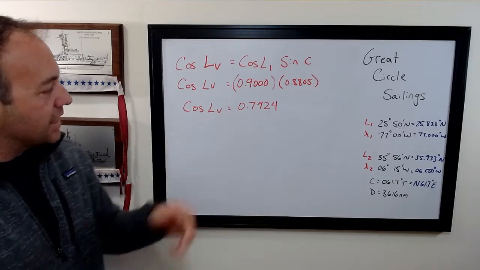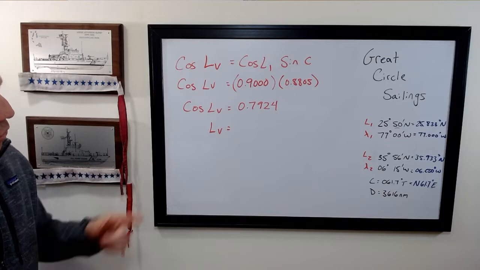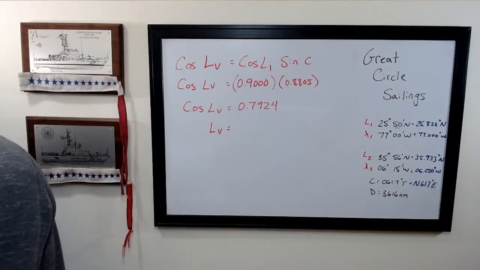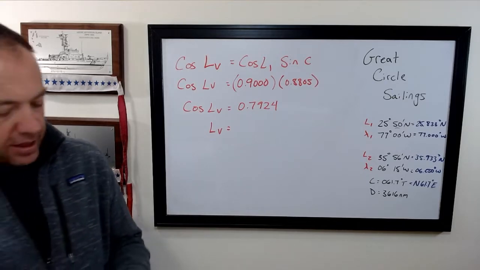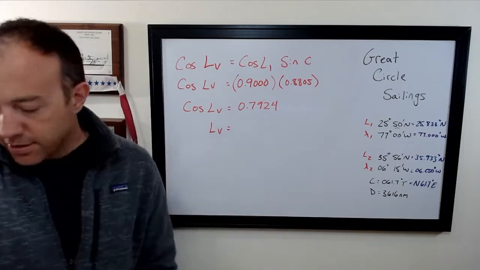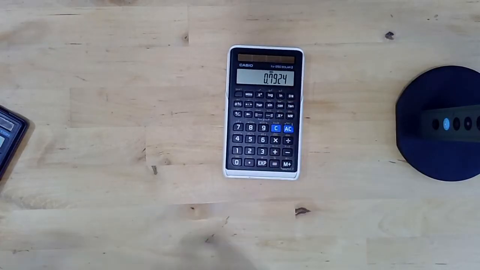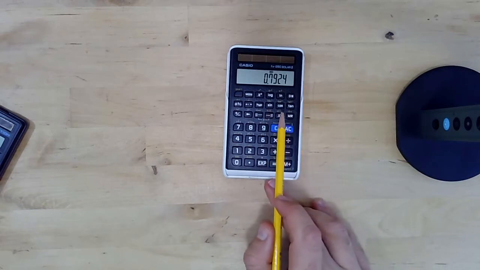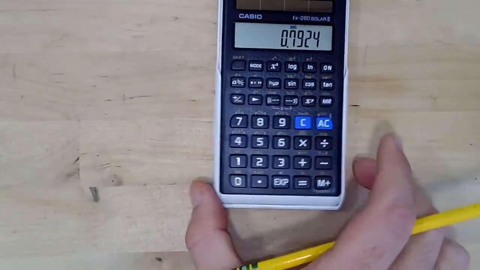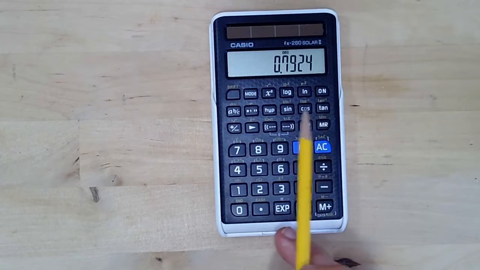But how do we actually get what we're interested in, which is the latitude of the vertex? Well, in order to do that, we have to use the calculator in a little different way. So I'm just going to take a little detour and show you how that works. In essence, the number that I need to type in is 0.7924. I typed it in. So all the sine, cosine and tangent functions are here. These are all your trigonometric functions. And then the inverse functions are right above them.